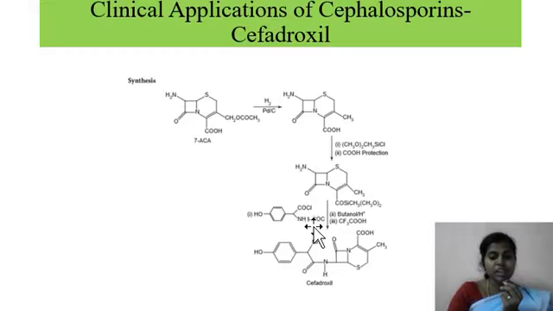A bond is created between this NH2 as well as the acid chloride group. Now the deprotection takes place in the presence of butanol and trifluoroacetic acid, and you'll be getting the cephadroxyl.